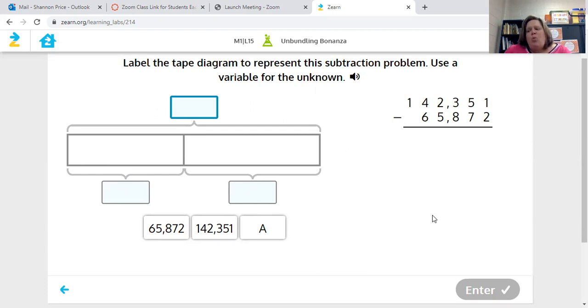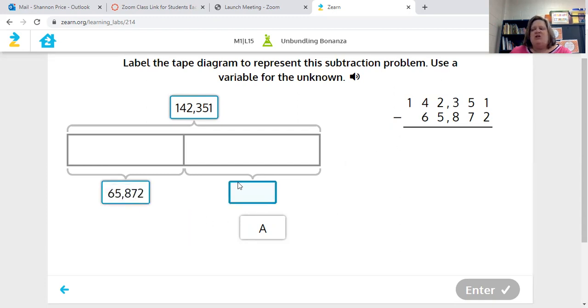So when I am looking at a total, in subtraction, we always have a total. So our total is our biggest number, our largest number, 142,351. And I'm going to subtract the part I know, 65,872. When I subtract, that will give me the missing part, which is A.